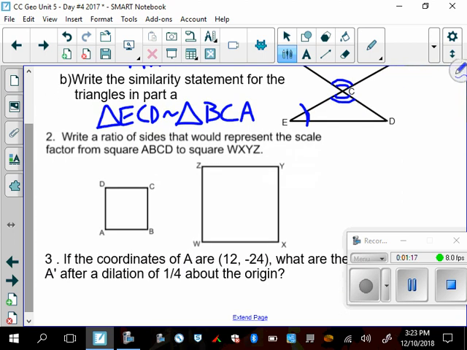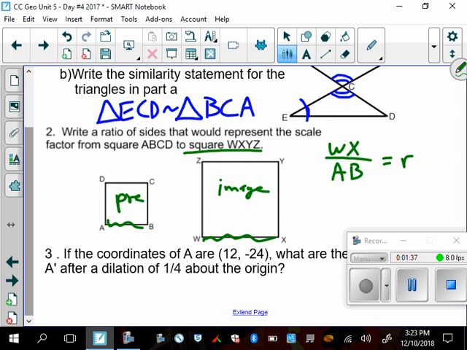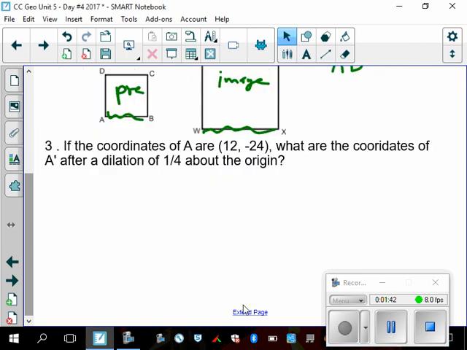The next one was like the quiz question. If we're going to this, this is my image, this is my pre-image. I divide the image by the pre-image. I'm going to use WX, and this side would correspond to AB. And that would give me my scale factor. And then the last question, if I have this point and we're rotating around the origin, I would multiply this by 1/4. And A prime would be 3, -6.